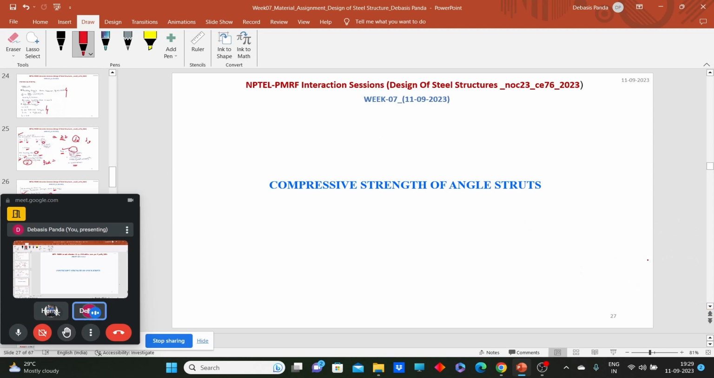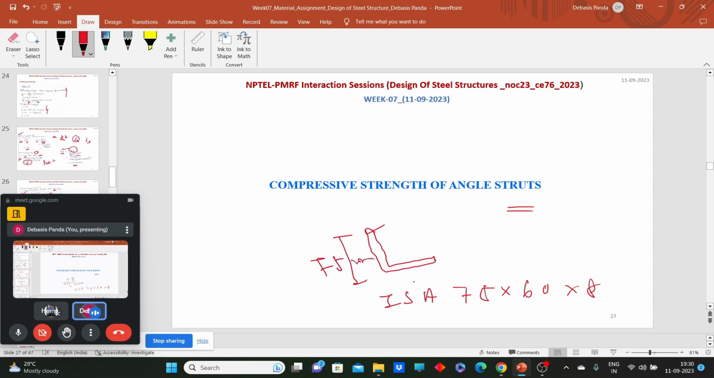Now we will move to the compressive strength of an angle strut. Generally for trusses, angles are used. They can be equal or unequal; generally unequal angle sections are used. An angle section can be used as a tension member, as we have seen in the design of tension members. Now say this is ISA 75 by 60 by 8. That means this leg is 75 mm, this is 60 mm, and the thickness is 8 mm.